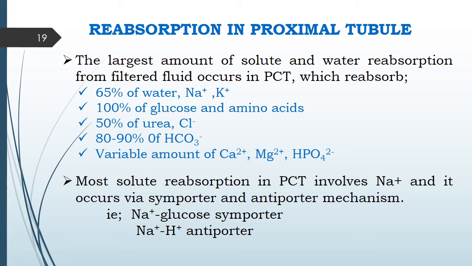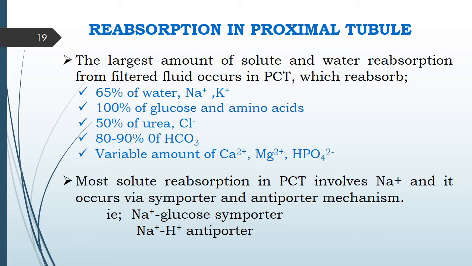The proximal convoluted tubule reabsorbs about 65% of water, sodium and potassium. 100% of glucose and amino acids are reabsorbed, 50% of urea and chloride is reabsorbed, 80 to 90% of bicarbonate, and variable amounts of calcium, magnesium and hydrogen phosphate.